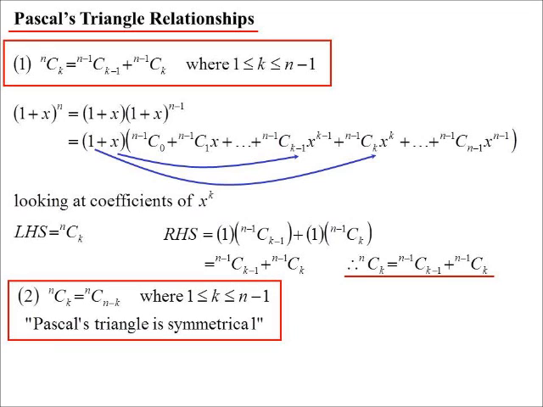Okay, the second relationship is what I was just saying about the symmetry of the triangle. So nCk will always equal nC(n minus k). So the end ones equal each other, 2 in equal each other, 3 in equal each other, and so on. We have symmetry about our triangle. And the third one is just saying each row begins and ends with 1. So nC0 and nCn will always equal 1.